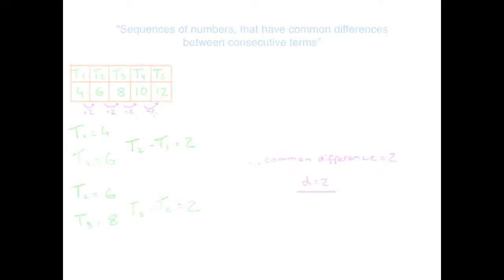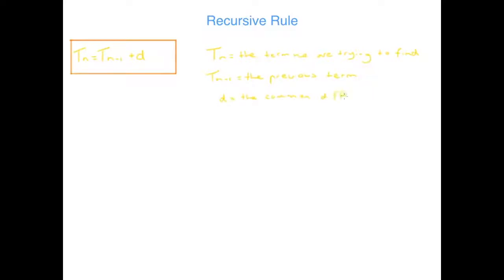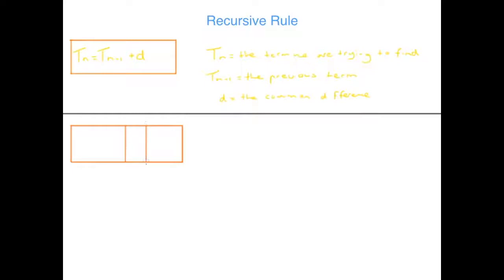Terms of an arithmetic sequence can be expressed through formulas in terms of Tn. The first and most simple formula is called the recursive rule. It helps us find a term by using the previous term. It can be written through the formula Tn equals Tn-1 plus d, where Tn is the term we're trying to find, Tn-1 is the previous term, and d is the common difference, or amount being added or subtracted each time. Let's look at another progression.